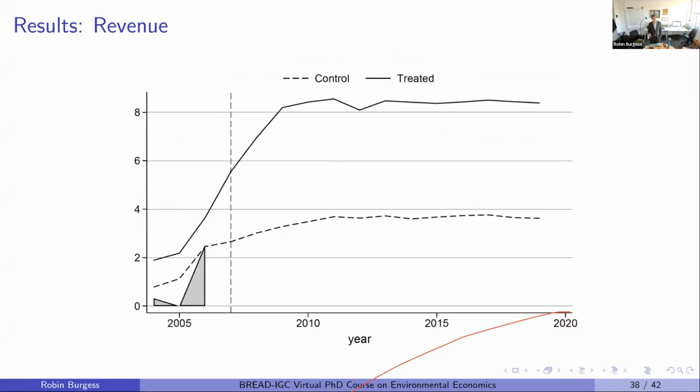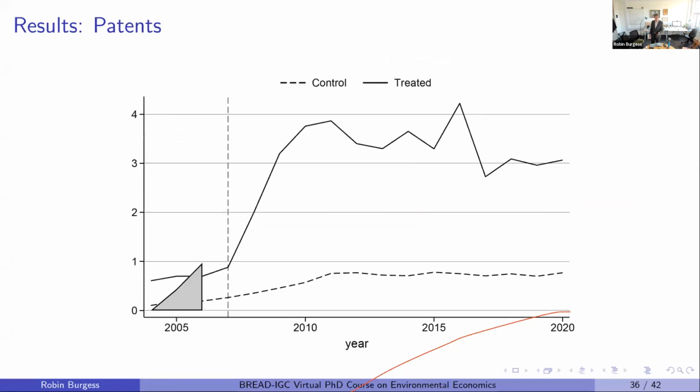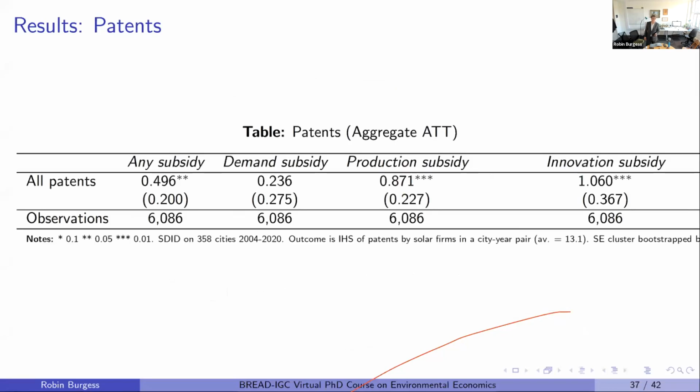patents, but also in things like, sorry, I've got to be moving all your heads so I can see, this is revenue, sorry. Okay, so the most important ones are patents. So clearly more patenting in cities with subsidies. And then when you look at where that came from, it's predominantly coming from the production subsidies and innovation subsidies, because those are the ones that are actually encouraging the industry to develop in that geography.